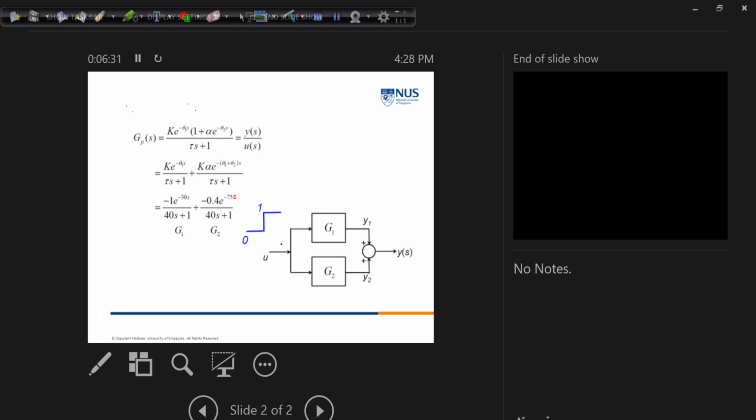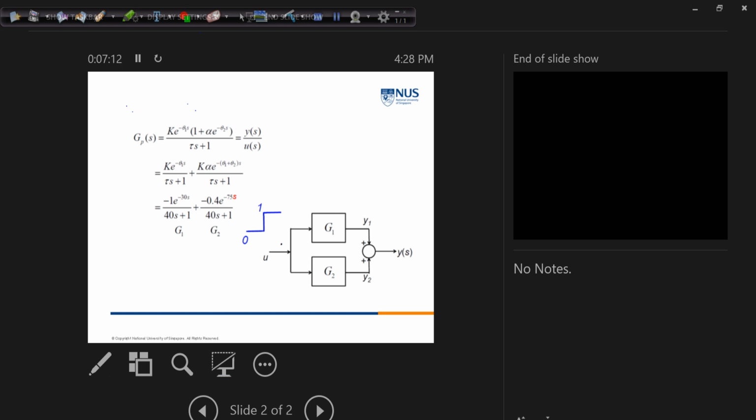Okay, so consider the first term, which is K e^(-theta 1 s), and here the numerator is just 1, so we take this first term out and the denominator is tau s plus 1. Well, for the second term, instead of K as the steady state gain, we have this additional coefficient alpha. So if I ask what is the steady state gain for the second term, you will be able to know it's K multiplied by alpha. Because in both cases it's the standard format of the first order plus time delay model, which you already got very familiar with through the project.